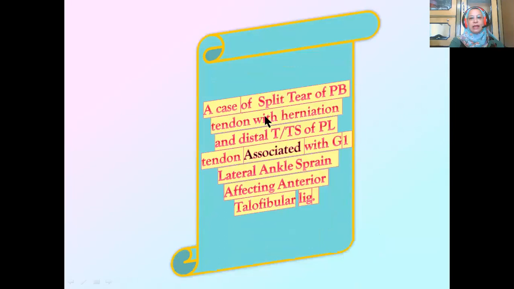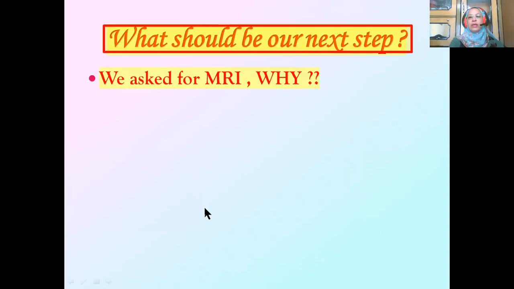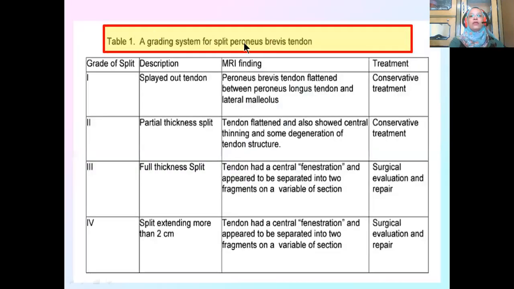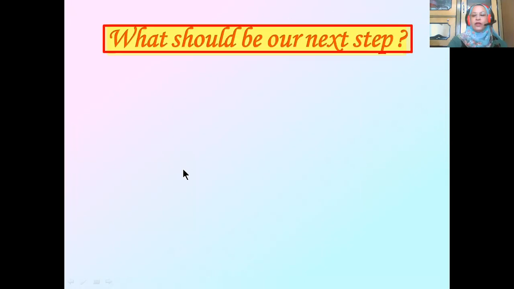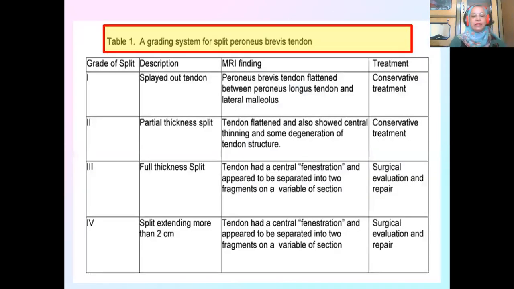Now, our case had a split tear of the peroneus brevis tendon with herniation, and distal tendinosis with tenosynovitis of the peroneus longus tendon. This was associated with a grade 1 lateral ankle sprain affecting the anterior tibiofibular ligament. Now, what should be the next step? We asked for MRI, but why? To grade the split peroneus brevis tendon. By MRI findings, a split peroneus brevis tendon can be graded from 1 to 4, and this will determine the further steps in management of this split tear.